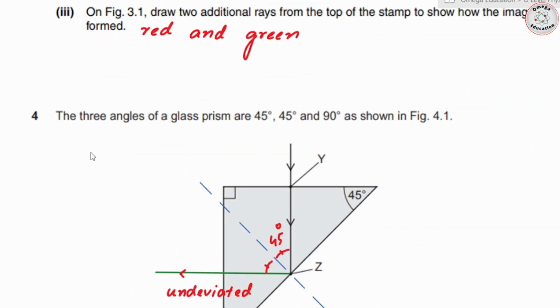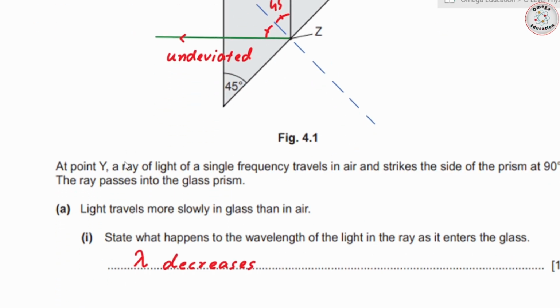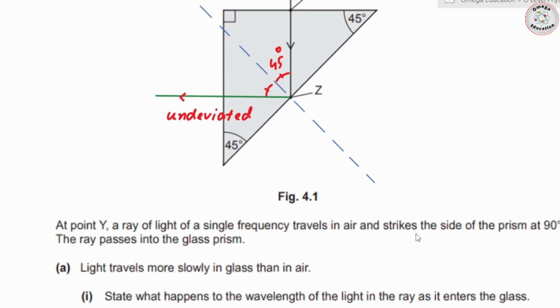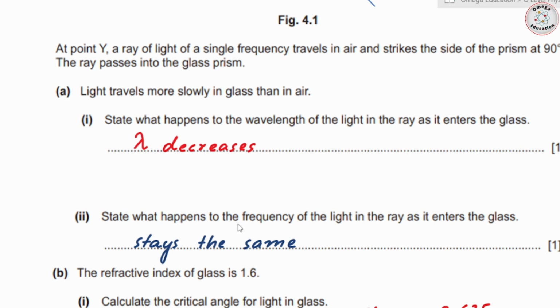All right, then we have the next one. The 3 angles of a glass prism are 45, 45, 90. Light travels more slowly in glass than in air. State what happens to the wavelength of the light in the ray as it enters the glass. Wavelength decreases. So does the speed. What happens to the frequency of the light as it enters the glass? The frequency remains same. These are the facts, pointers that we study in theory.